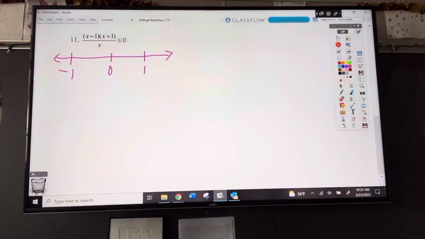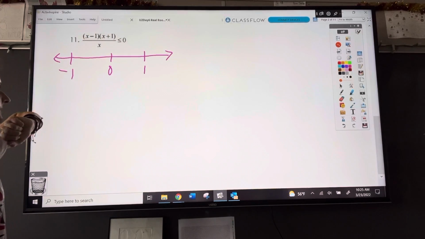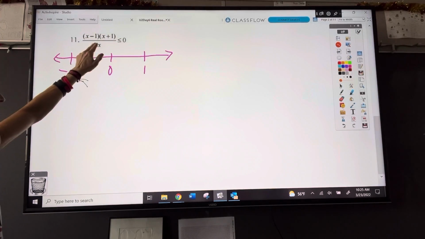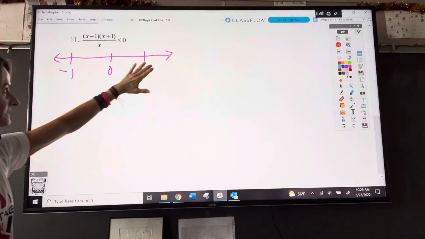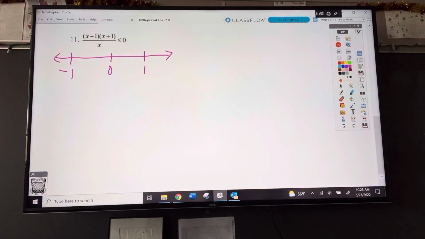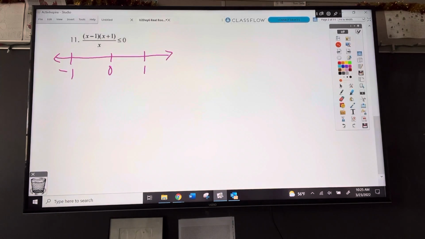One makes that factor 0. -1 makes that factor 0. And then we also have an asymptote at x equals 0. And we have to put them in this order because this is a number line. We have to go from low to high. Are you with me so far? So now what we're going to do is we're going to check the values just like we did in the last problems.